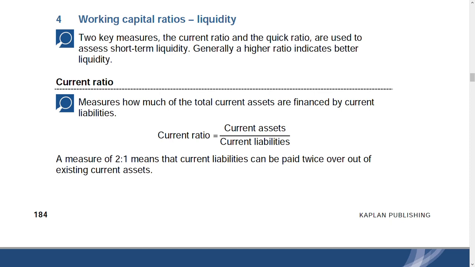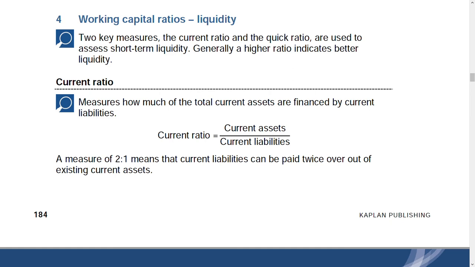So the two important ratios here are the current ratio and the quick ratio. They assess short-term liquidity. Liquidity comes in the short term. Okay, nothing to do with the long term. A higher ratio is better. A higher ratio means higher liquidity. First is the current ratio. Current ratio means current assets divided by current liabilities. That means how much of your current assets are being used to pay your current liabilities.